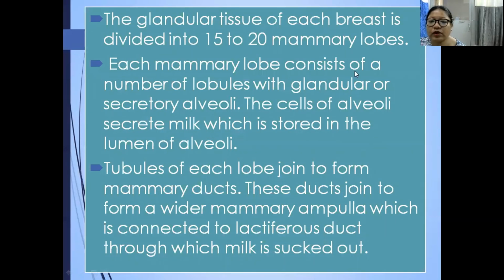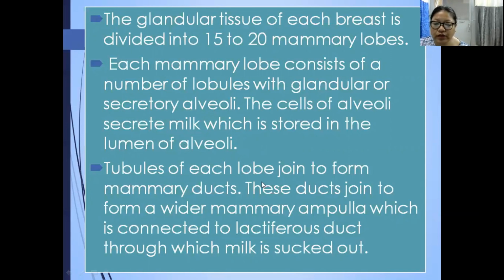Each mammary lobe consists of a number of lobules with glandular or secretory alveoli. The cells of the alveoli secrete milk, which is stored in the lumen of the alveoli. So each of these 15 to 20 mammary lobes consists of a number of lobules with glandular or secretory alveoli. It is the cells of these alveoli that secrete milk, which is stored in the lumen of the alveoli. Without these alveoli, the secretion of milk will not be possible.